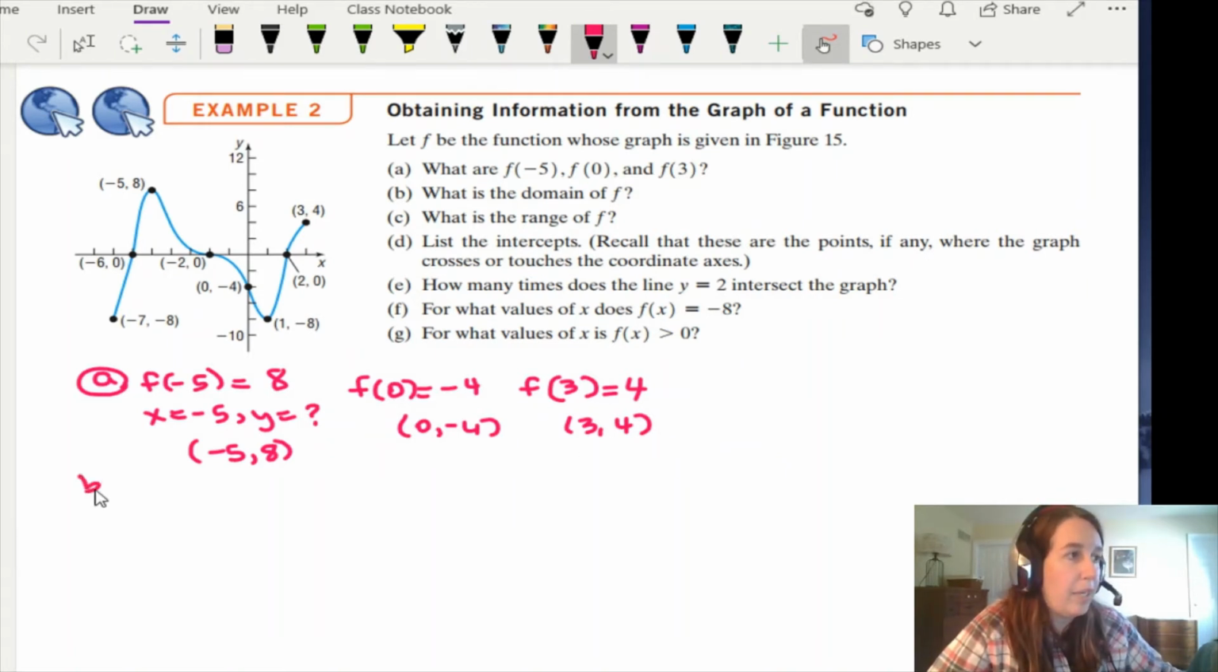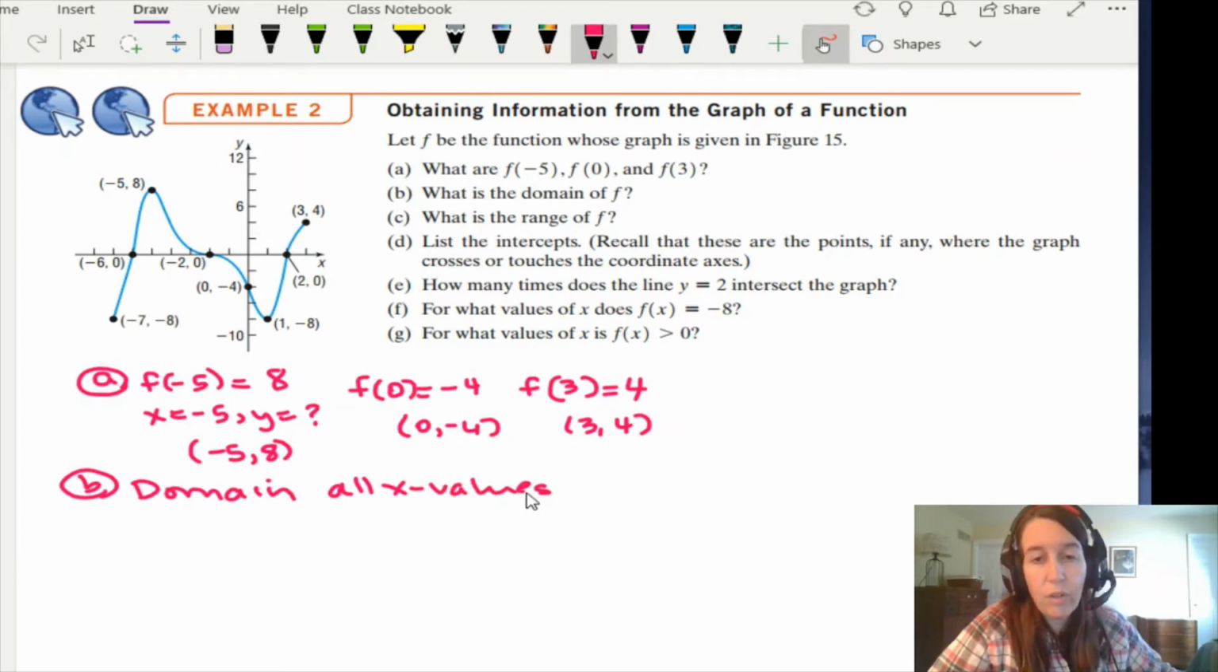All right, B, the domain. Domain means all the x values of a graph or equation. So notice that x values are going to go from left to right. And this graph is continuous. It's connected through all these points. So please do not list all these points as the x values, that is not correct because it's all the points in between as well.